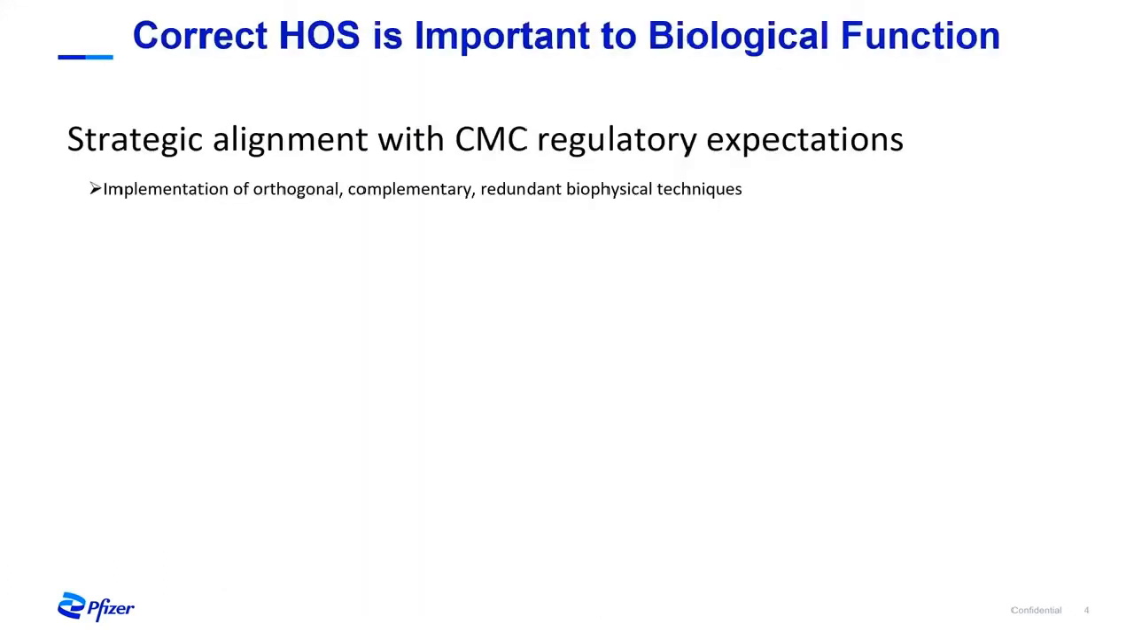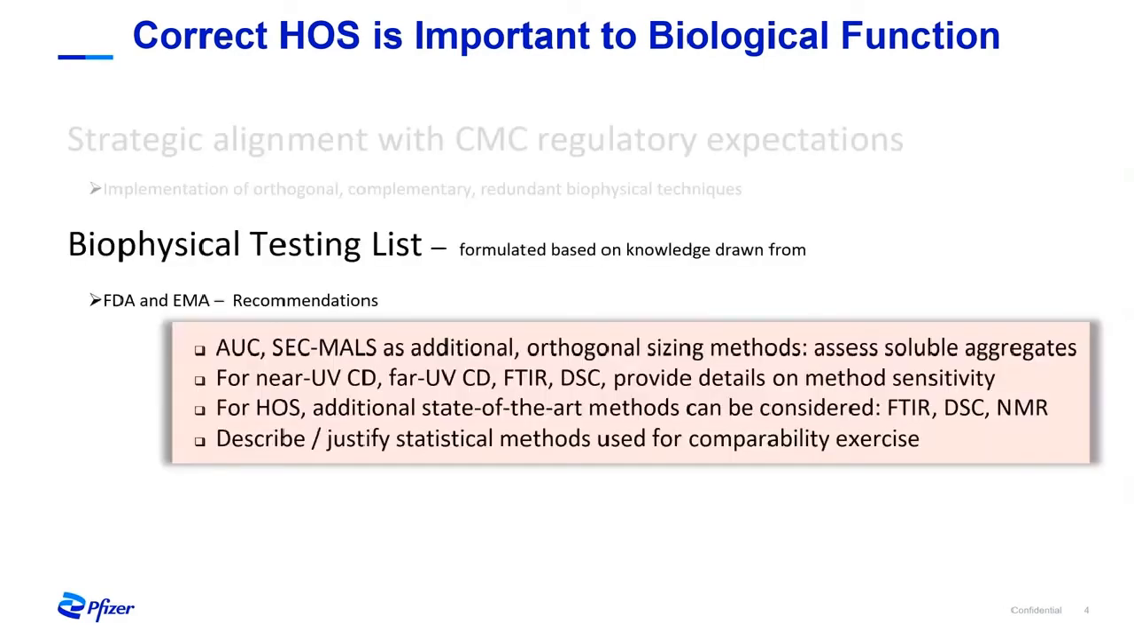Correct high-order structure is important to biological function. Strategic alignment with CMC regulatory expectations require implementation of orthogonal, complementary, and even redundant biophysical techniques. Biophysical testing list is formulated based on knowledge drawn from FDA and EMA recommendations as highlighted in the pink box, where you can see for high-order structure, additional state-of-the-art methods they recommend should be considered, and IR is mentioned there.